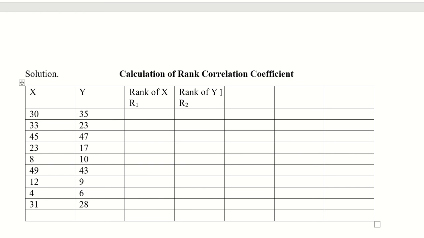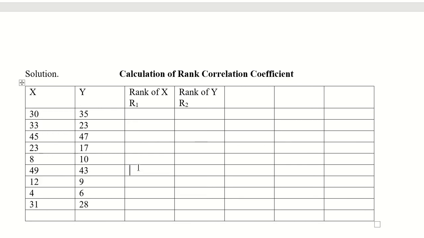So for R1, we can arrange it in highest or lowest form. Either way it will be fine. What I'm doing is giving the highest value the rank 1. You can arrange it in ascending or descending order, completely your choice, but I am doing it in descending order. The highest one, then lower, and then lower. So first, I am ranking the values of X.